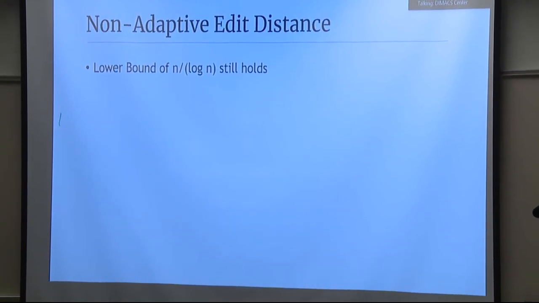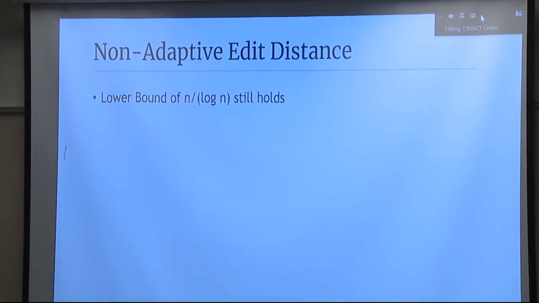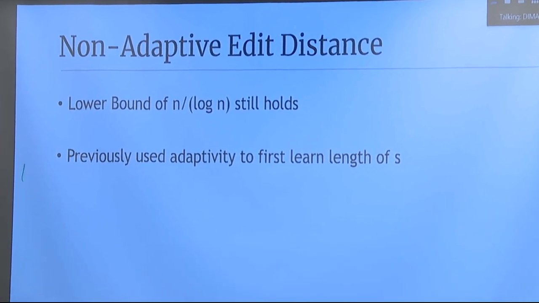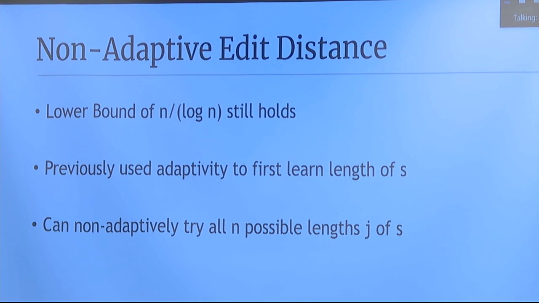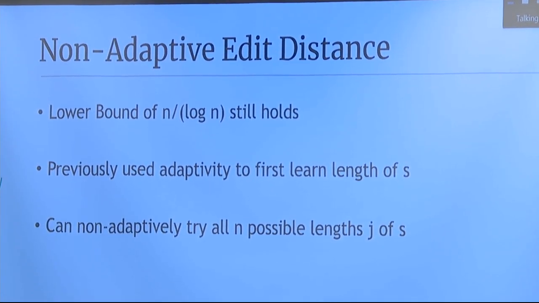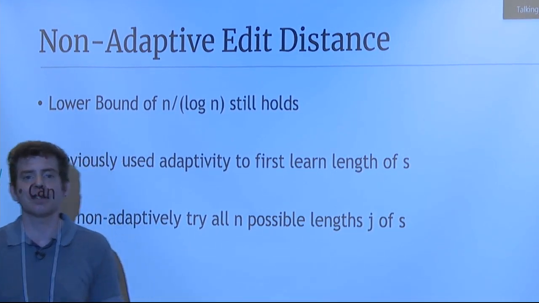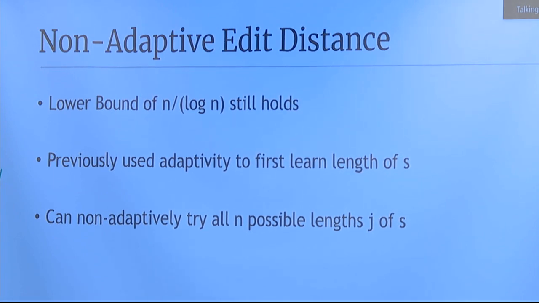So what about non-adaptive queries? The lower bound of n over log n still holds. Previously, as I said, we used adaptivity to first learn the length of the secret. What we could do non-adaptively is just try all the n possible lengths j of the secret. We're promised that the secret has length at most n, so we can just guess all of them non-adaptively.